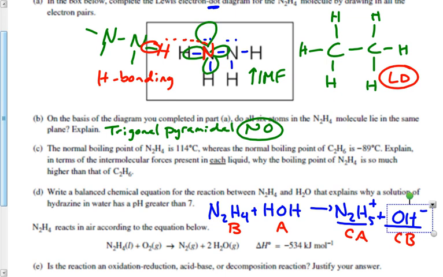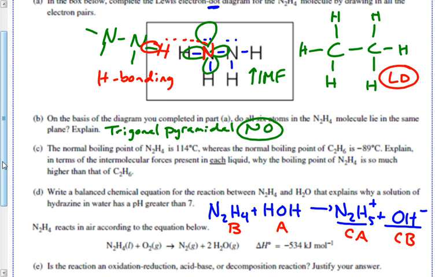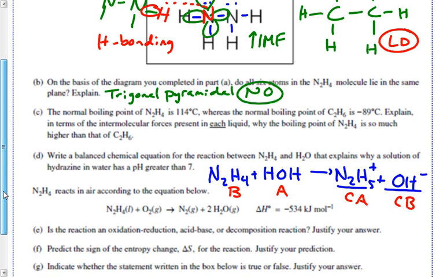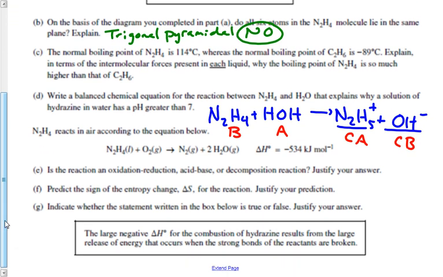Okay, finishing up, a couple extra problems here. N2H4 reacts in air according to the equation below. By the way, the last one was 1 point. E: is the reaction an oxidation reduction, an acid-base, or decomposition reaction? Justify your answer.